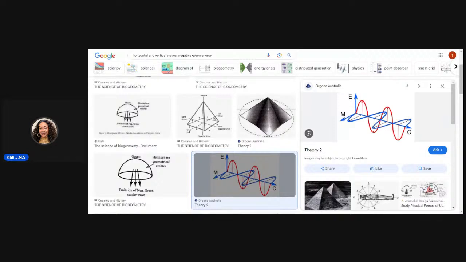Again, the vertical and horizontal waves are not in balance. Most of your technologies are emitting the vertical wave, which is damaging to humans, but it's beneficial to the termites. And that's why you see your trees are damaged by termites all over the world. And it's because of the high EMF radiation levels. And today they're much higher than they were back in the day. Okay.